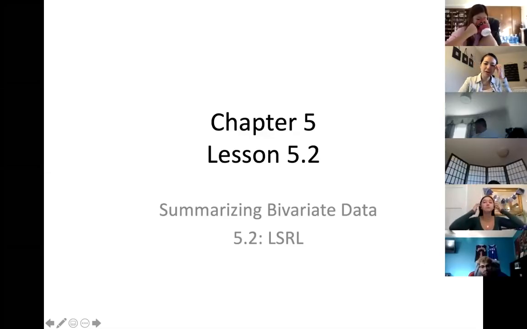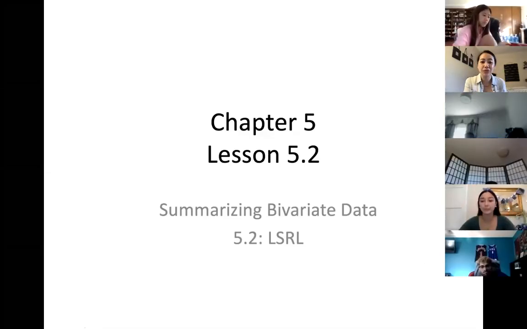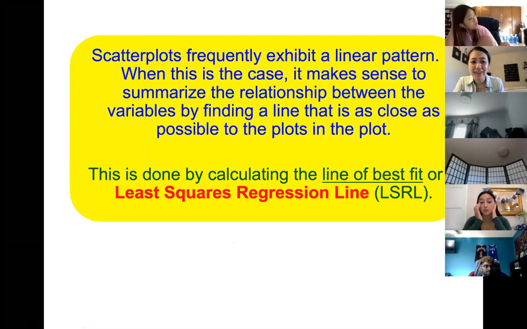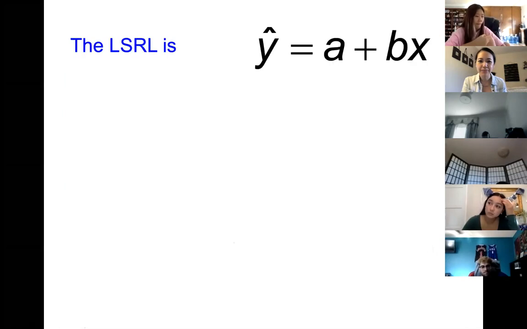All right, so we are talking lesson 5.2, talking about the LSRL. The LSRL stands for the least squares regression line. And what this line is, it's a line of best fit. It's the line that is as close as possible to the points in your scatter plot, okay?